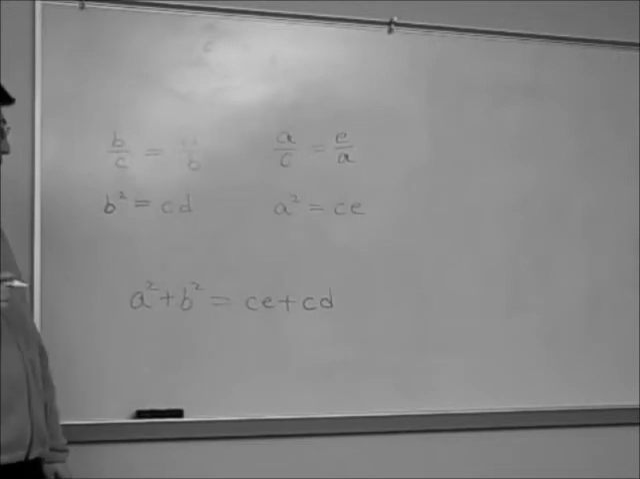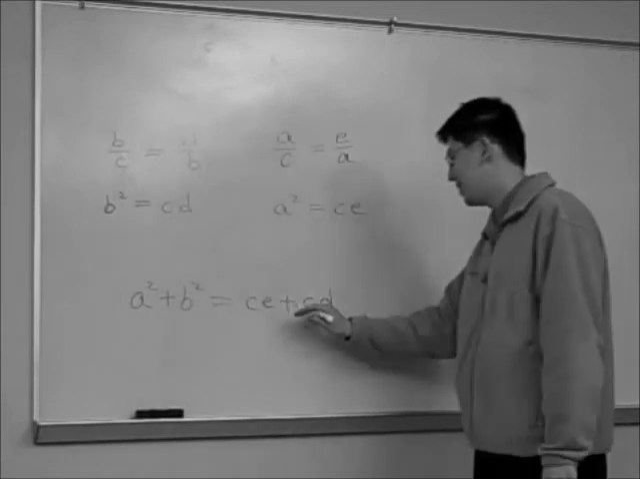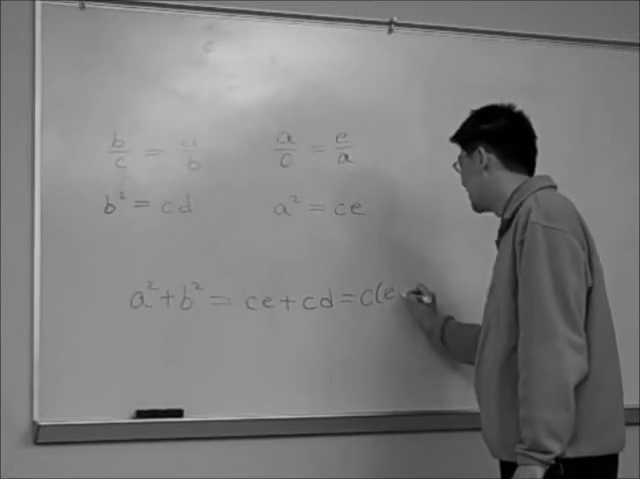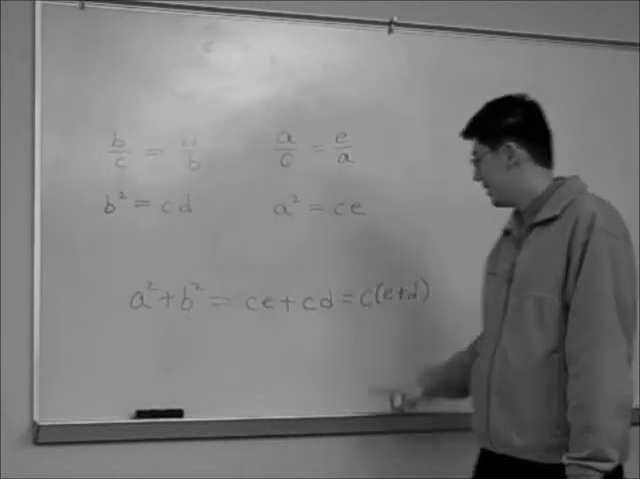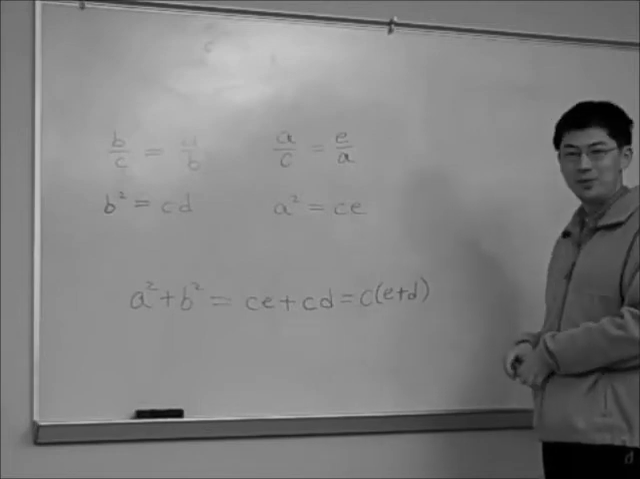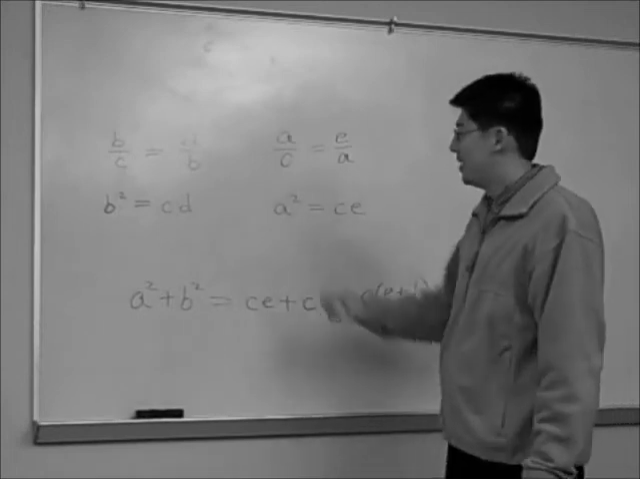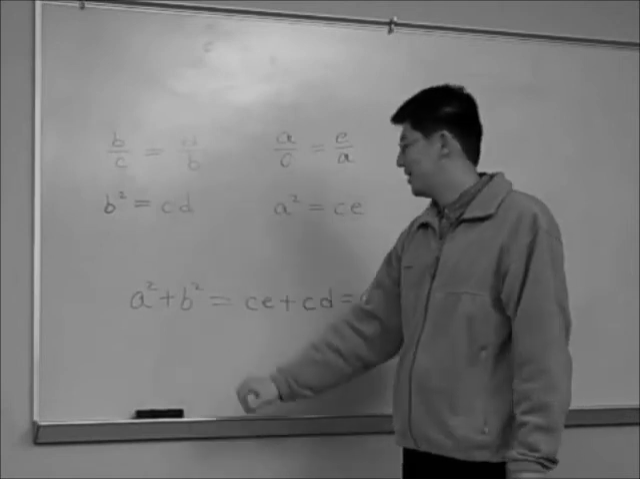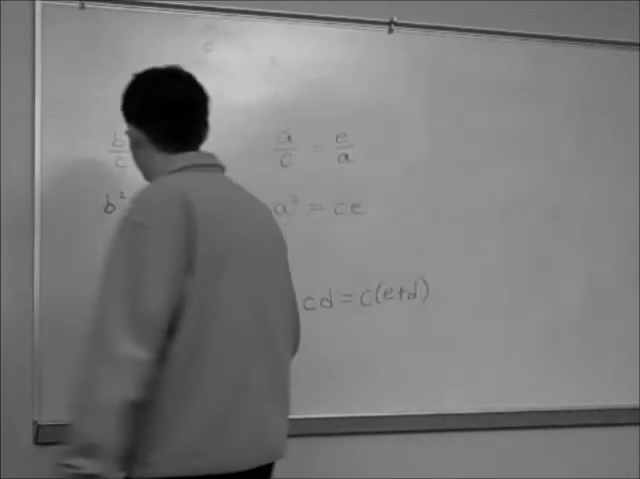But now, there's a rule in algebra called the distributive law. That means that C times E plus C times D is really the same thing as C times the quantity E plus D. So we get that A squared plus B squared is equal to C times the quantity E plus D. All we've done at this point is decompose the large triangle into three triangles, create similar triangles, get the ratios of those similar triangles, manipulate them a little bit algebraically, and come up with this expression. Of course, that's still not what we want, but we're really close.